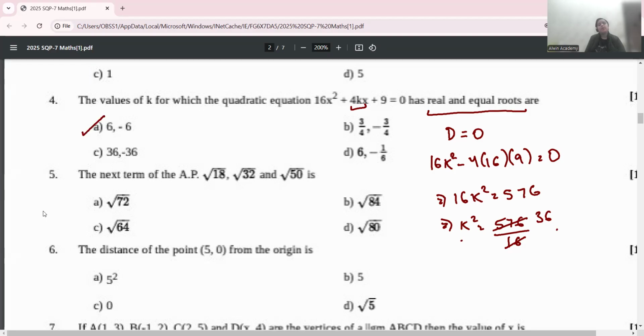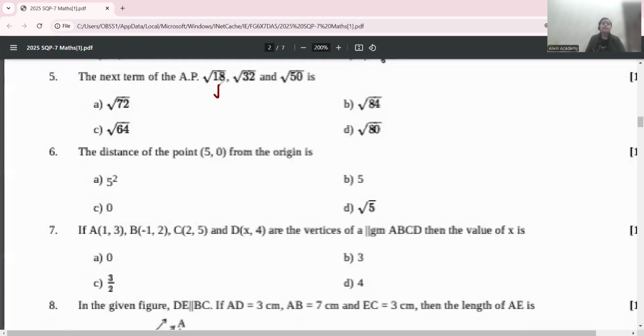Going to the next question, the next term of AP root 18, root 32 and root 50 is. Now, 18 is basically 3 square times 2. So when it is under root, we get 3 root 2. 32 is basically 4 square times 2. We get 4 root 2. 50 is 5 square times 2. So root 50 is 5 root 2.